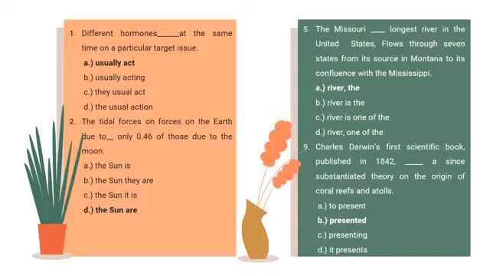And the next question is: Charles Darwin's first scientific book, published in 1842 blah blah blah, a science substantiated theory on the origin of coral reefs and atolls. And the best answer is B, presented. Why B?